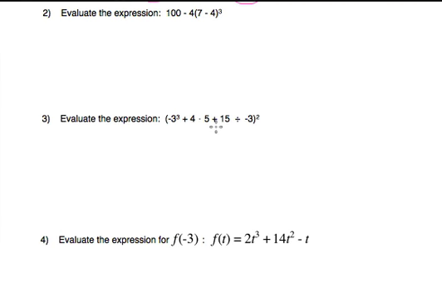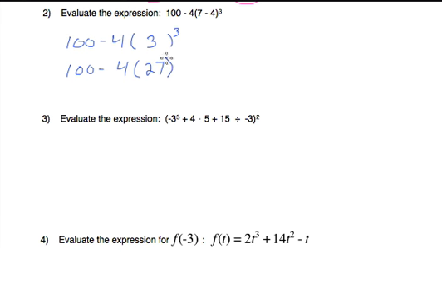Number 2, evaluate the expression 100 minus 4 times (7 minus 4) cubed. So again, what do we do first? We evaluate what's inside of the parentheses. 100 minus 4 times, and then we still have to retain the cubed, and then 7 minus 4 is what? 3. We've done our parentheses. Now we move on to exponents. 3 raised to the third power is 27, so 100 minus 4 times 27.